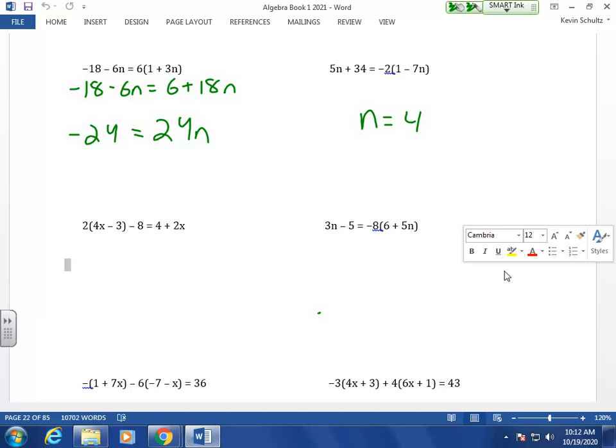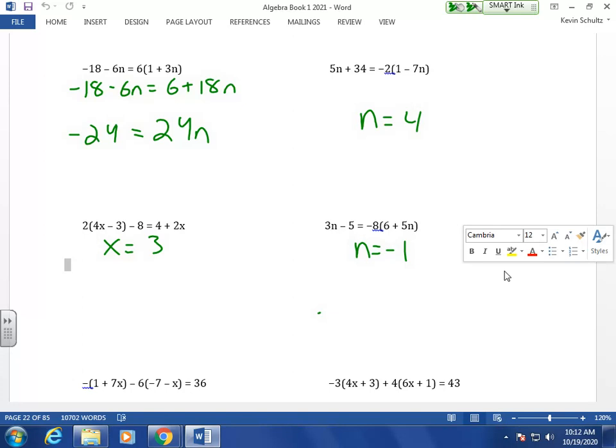Okay. Next row. We've got x equals 5 for the first one. And for the second one, x equals, hold on. Never mind. Sorry. I skipped a row. X equals 3. My bad. And n equals -1. So 3 and -1 for row 2.